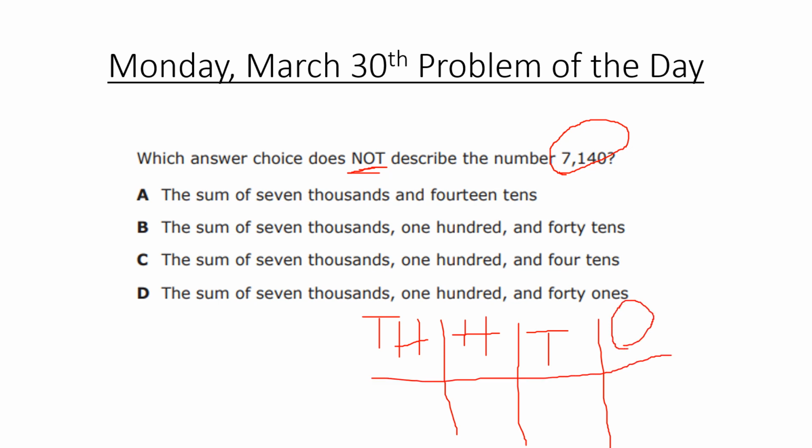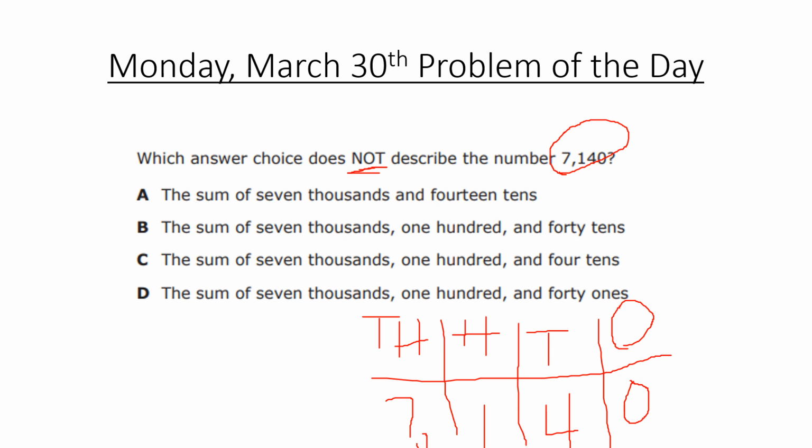Okay, so I'm going to look back up at my number and put it into the chart. I have a 0 in the ones place. I have a 4 in the tens place. I have a 1 in the hundreds place, and I have a 7 in the thousands place. Make sure you put your comma into your chart.